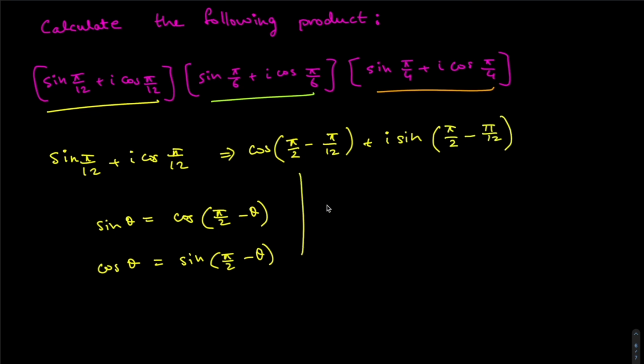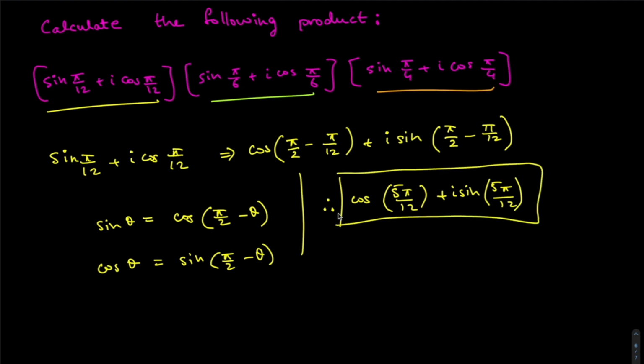Now, if I simplify this, what do I have? I have cosine of pi by 2 minus pi by 12, which is basically 6 pi by 12 minus pi by 12. 6 pi minus pi is 5 pi by 12. And the same will go for the other one as well. So we have cosine 5 pi by 12 plus i sine 5 pi by 12. That is my first complex number simplified, right?